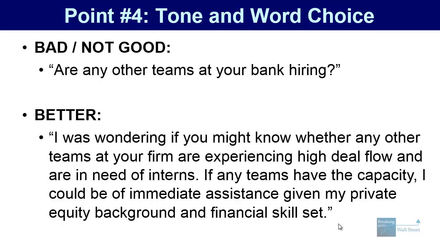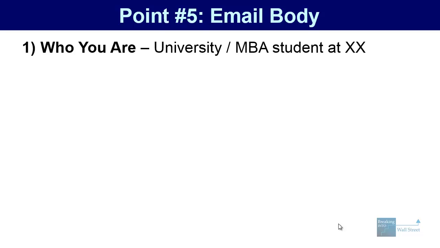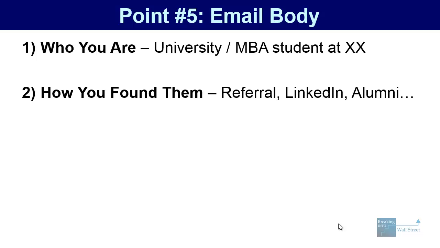So those are a few examples I wanted to go through for tone and word choice. Let's go to point number 5 now, your email body, and look at how to think about it, and then a good example of how to execute this. You usually want to start by saying who you are. You're a university student, you're an MBA student at such and such university, or you're working full-time at such and such company. Then you say how you found them.